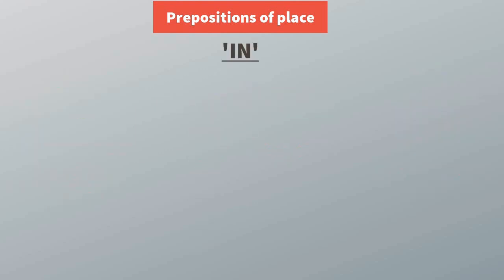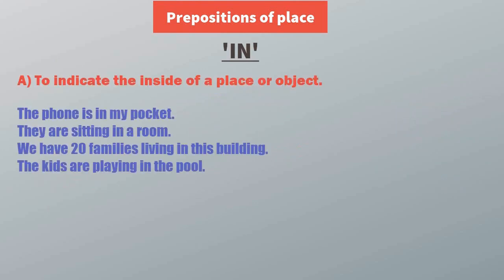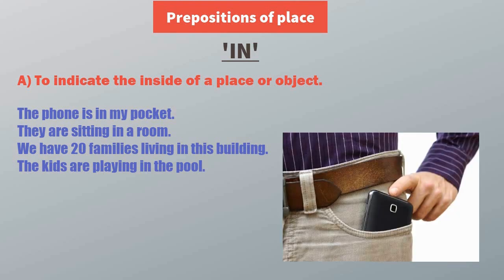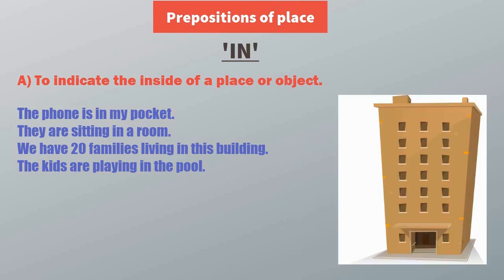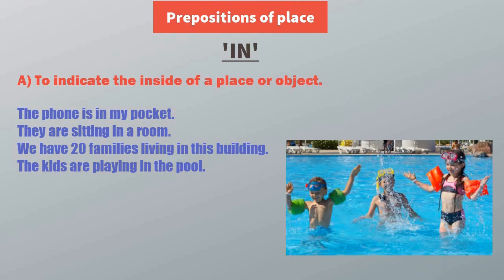Let us start with in. So as I said, in is used to point out the location of a person or a thing inside of a place. The phone is in my pocket, within my pocket. I can take it out of my pocket. They are sitting in a room surrounded by walls. We have 20 families living in this building, inside this building. The kids are playing in the pool.